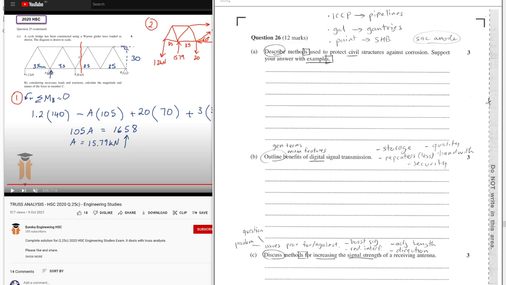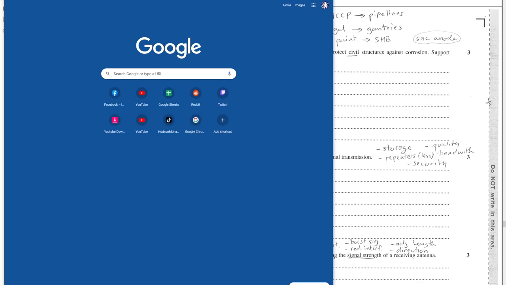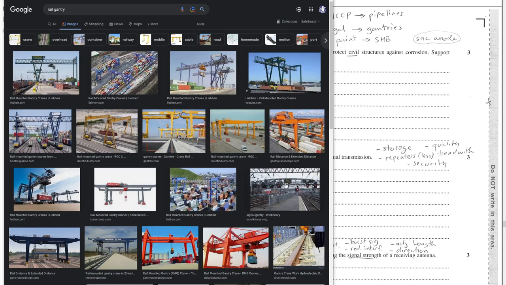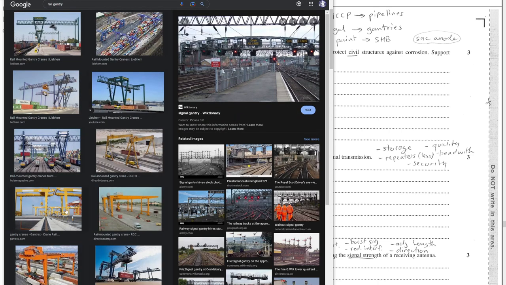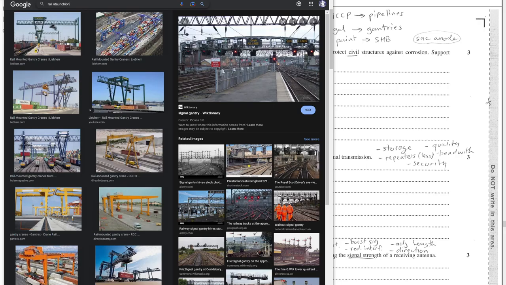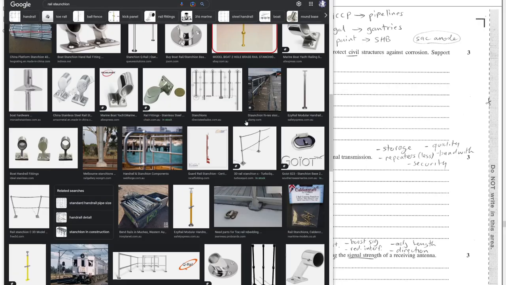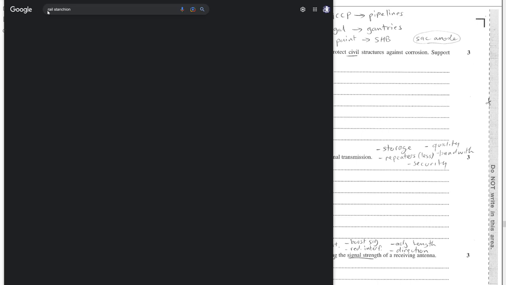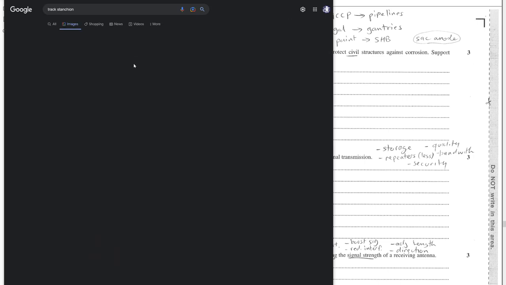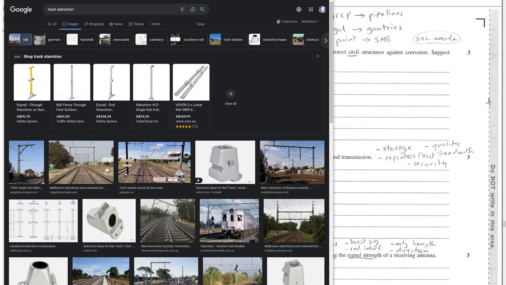Galvanizing is a coating. It's used on all sorts of things, like light poles and gantries. Gantries are the things that go over the trains. If it goes from side to side, it's a gantry. Otherwise, it's a stanchion, which we saw. A stanchion doesn't have rail. So stanchion is if it's a single side. If it's double, it's a gantry.